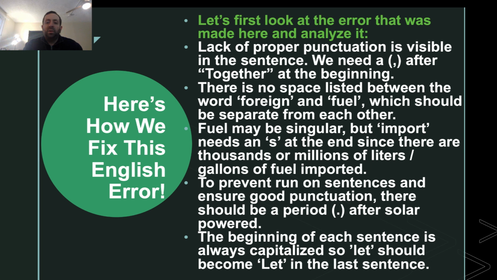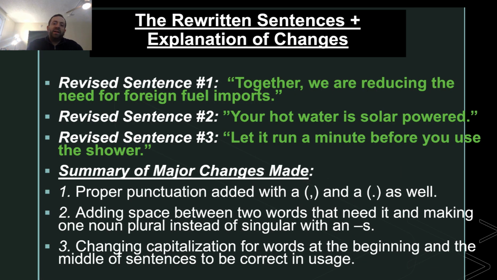So let's dive in. We've analyzed these errors. We're making the changes. Here is how they should look. So we have the rewritten sentences and an explanation of the changes. So the revised sentence number 1 that we did, we can see here that "together," comma, "we are reducing the need for foreign fuel imports." Right? So we made the space here, we added the comma, and then we added the S to make it actually plural, as it should be. So that's the first sentence.